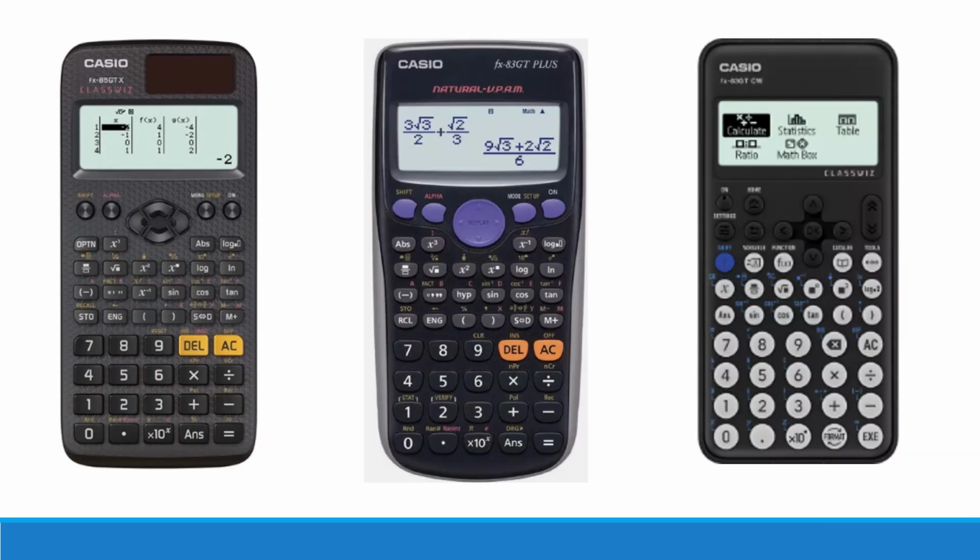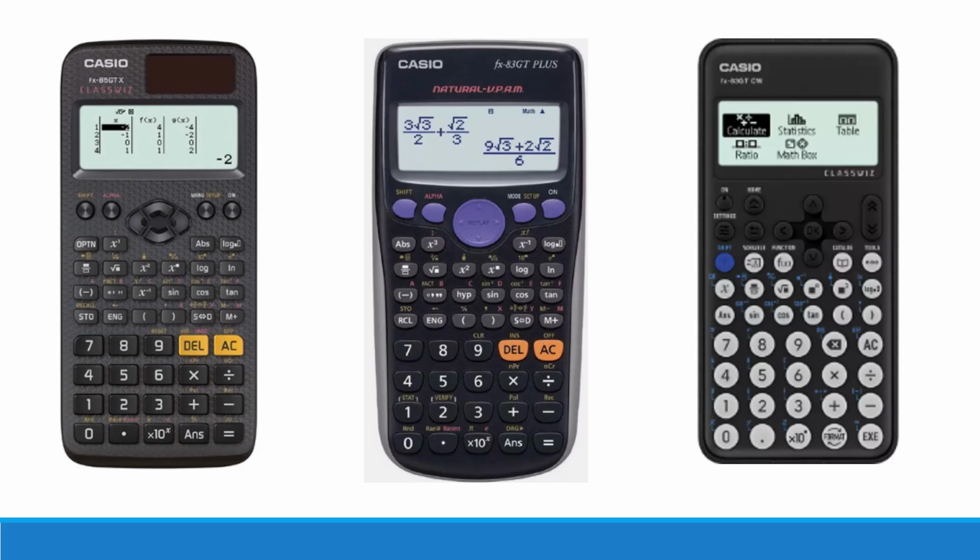On the screen you can see the 3 different types of Casio calculator that you probably will have seen in school. Most of you will be more familiar with the one on the left and the one in the middle, because they're the versions that have been around for the longest, and the one on the right hand side is the newest version that's been out for about a year now.